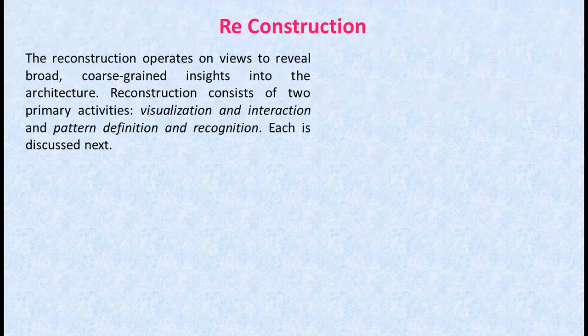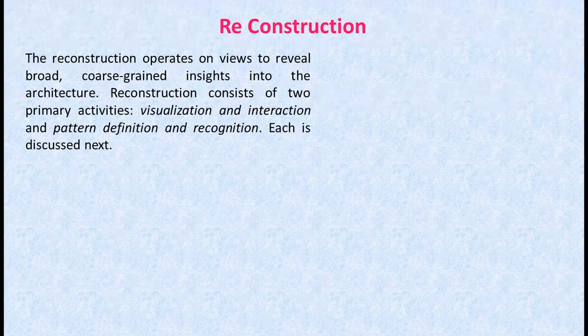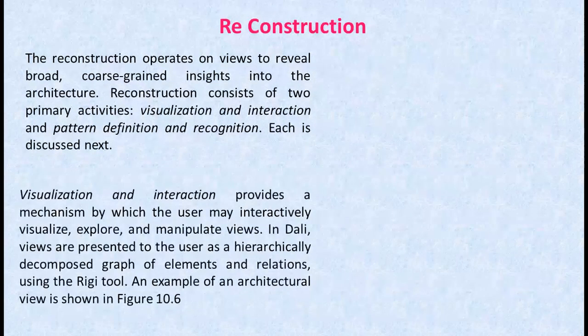Now coming to the reconstruction, here at this point the view information has been extracted, stored and refined or augmented to improve the quality. So here the reconstruction operates on views to reveal the broad coarse-grained insight into the architecture. So here reconstruction consists of two primary activities: one is visualization and interaction, and the other is pattern definition and recognition. Each is discussed in the later stages.